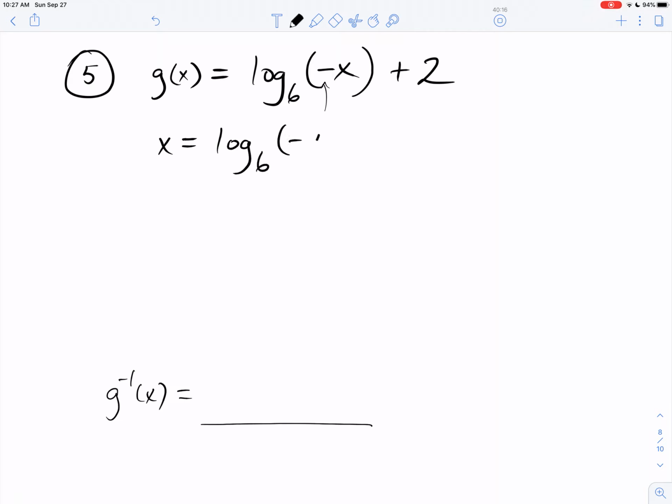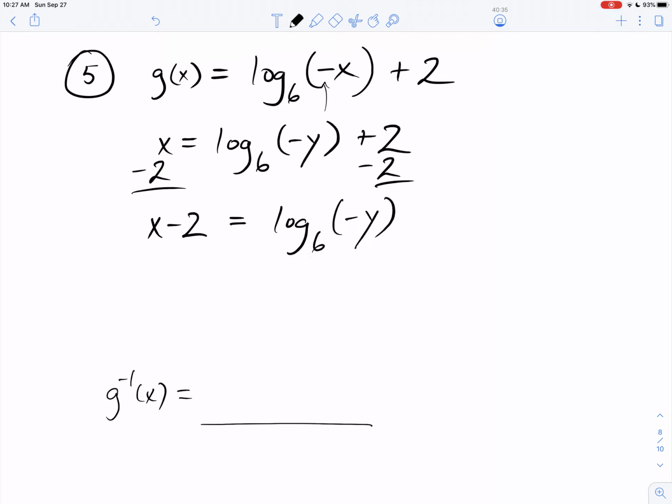I put the y there, but I don't switch the negative, I just switch the letters, so the negative stays with the y. But now I'm going to take away, and I'm going to get x minus 2 equals log base 6 of negative y. That's what I'm going to get. And then I'm going to say, wait a minute, how do I get that log base 6 out of there? I go exponential on it.